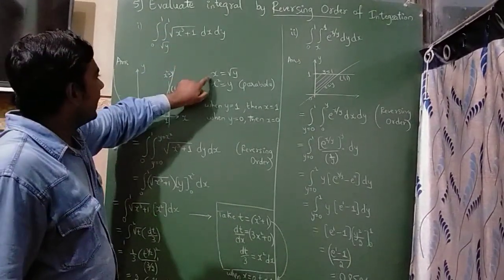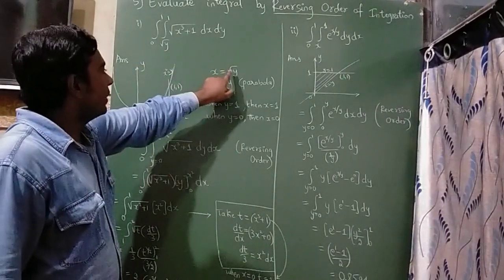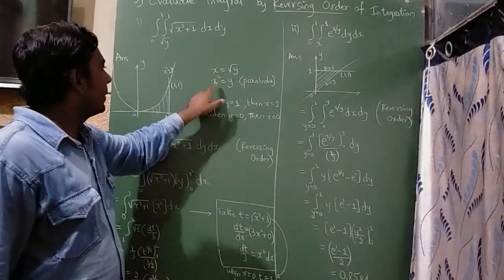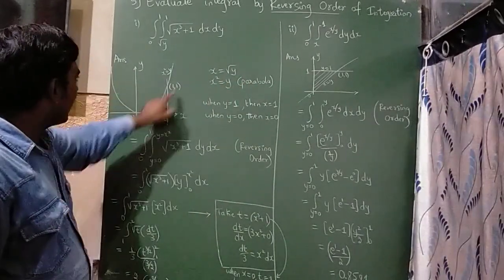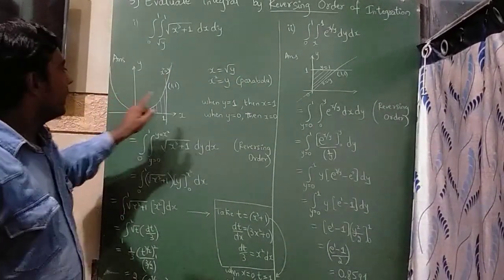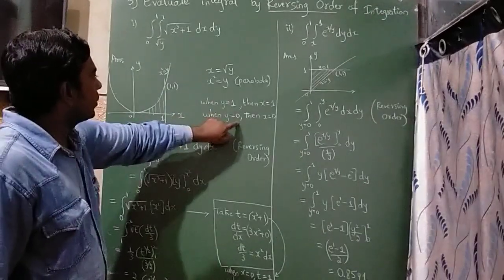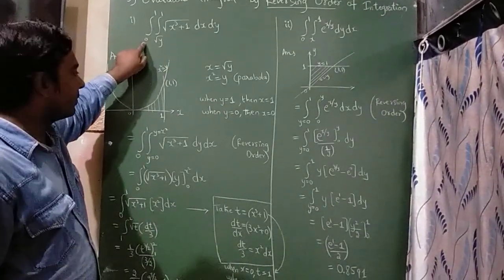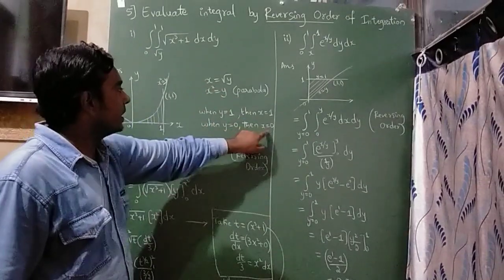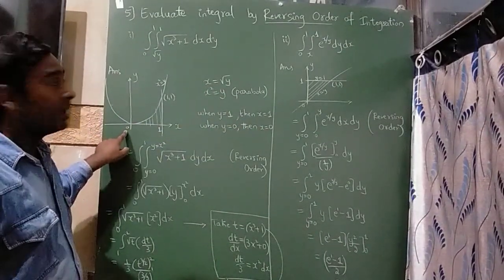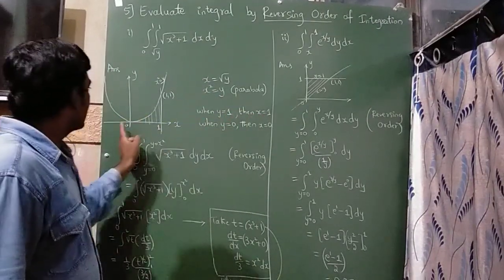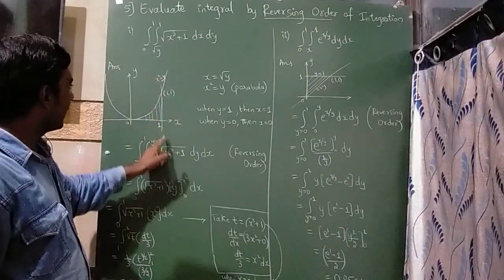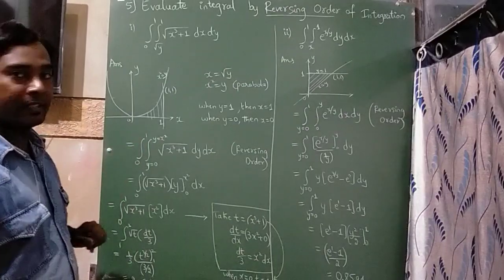So I have written here x is equal to root y. If I take the square on this side, it will become x square is equal to y. This is nothing but a parabola, so in the graph I have drawn the parabola. Now when y is equal to 0, x will become 0, so it starts from here. If I take y as 1, then x will become 1. Here I have drawn the line. We want this area.